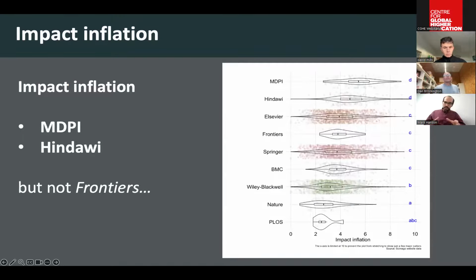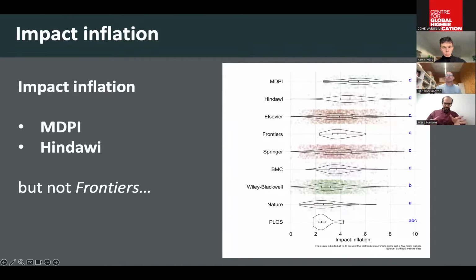And when we look at this ratio, what we see is that a couple groups stand out, and there are group names that we've heard a couple times now already. MDPI and Hindawi are very significantly different from all the other groups in terms of their extent of impact inflation.